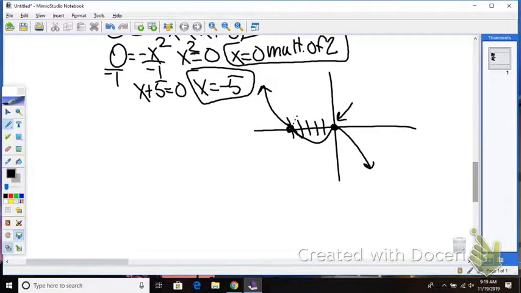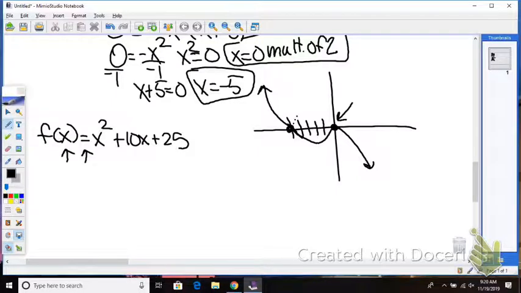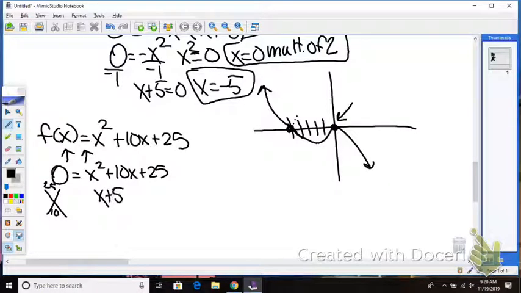There's one more I just want to show you real quick. If I have f of x, and you don't have to write this one down, f of x equals x squared plus 10x plus 25. This is going to be up, up. I'm going to have to do the x method here. And when I do the x method, I'm looking for two numbers that multiply to give me 25 but add to give me 10. What are those two numbers? 5 and 5. This is when you can do the shortcut. So you have x plus 5 and x plus 5.